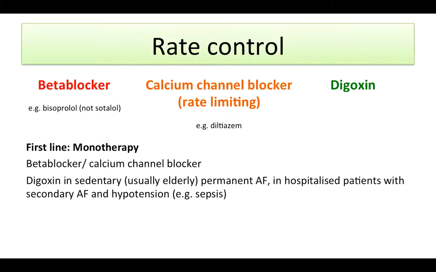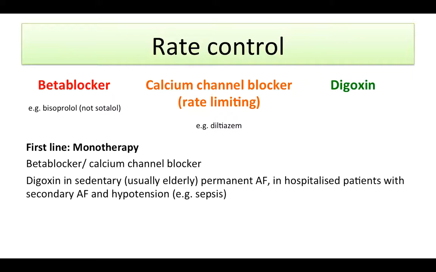Often in hospital setting, I have to say that digoxin is quite useful in the acute setting, particularly in patients who've got a bit of hypotension, and so you can't really give them a beta blocker. In which case, digoxin is quite a reasonable alternative.